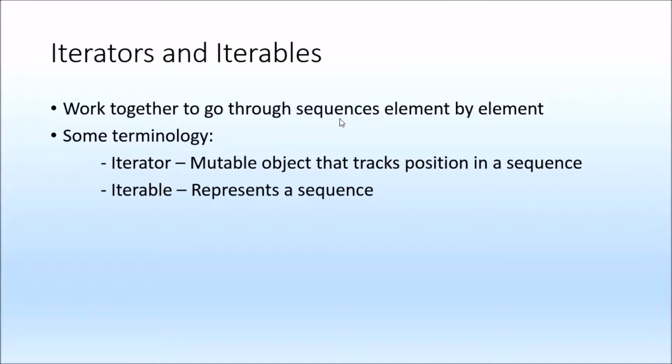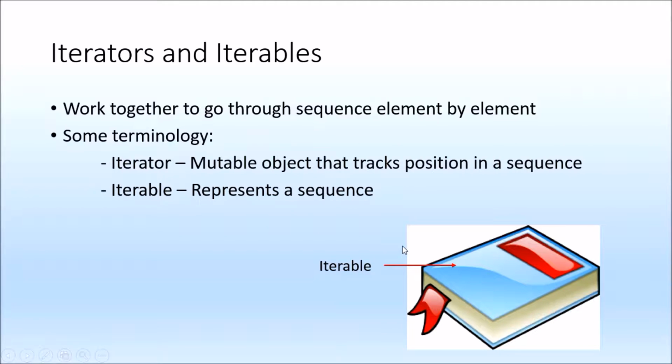And there's some terminology to know. The main terminology to know is the difference between an iterator and an iterable. An iterator is a mutable object that tracks positions in a sequence. An iterable represents the sequence as a whole. So this might seem very abstract, so I think a very good analogy for this is a book, actually. The iterable represents the entire book, the entire whole thing. You can flip through the book, you can get to anywhere you want. That's the iterable. That's basically the sequence.